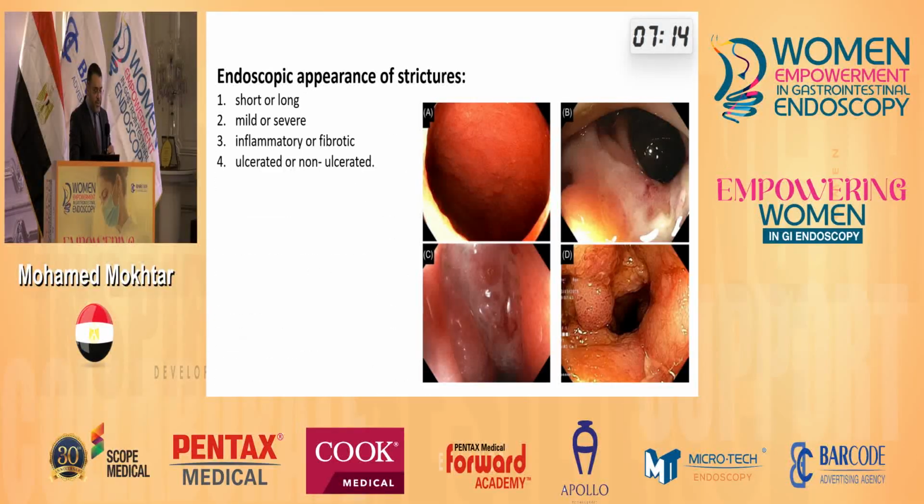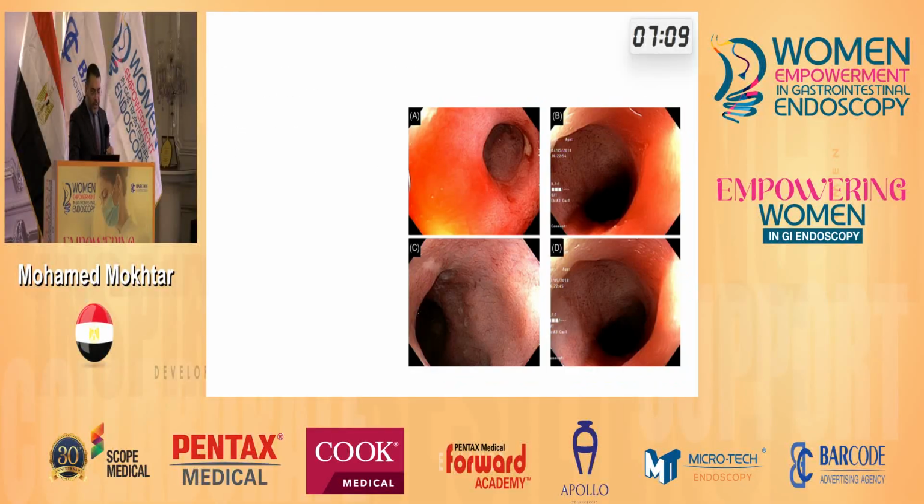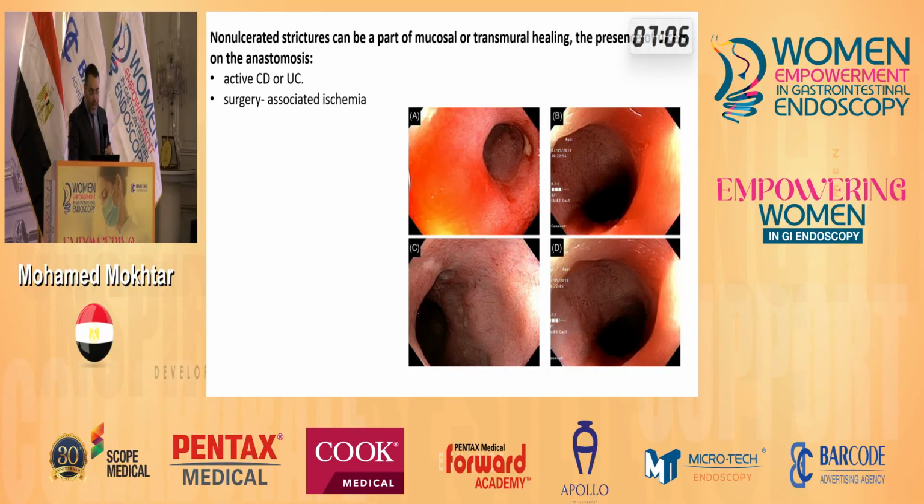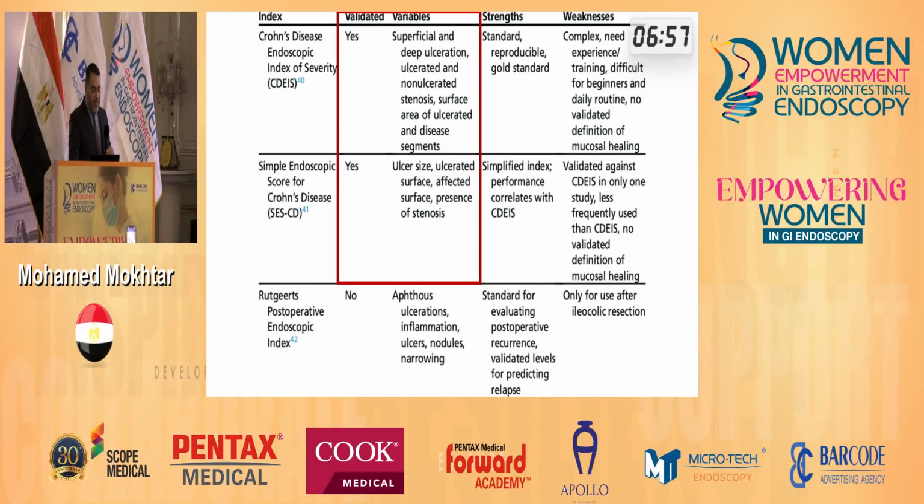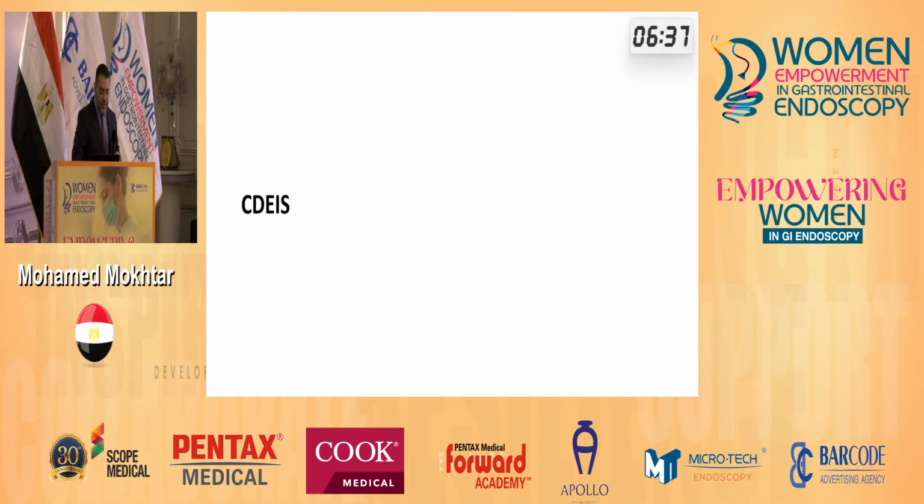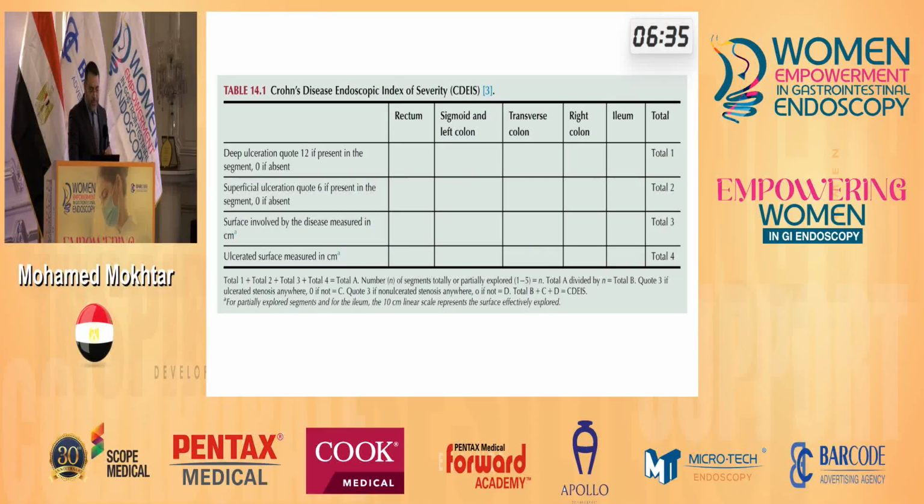The endoscopic appearance of a stricture may be short or long, mild or severe, inflammatory or fibrotic, ulcerated or non-ulcerated. The presence of an ulcer at the stenotic area does not just mean active disease. It may mean a surgery-associated ischemic ulcer. The validated endoscopic scoring systems are the Crohn's Disease Endoscopic Index of Severity and the Simple Endoscopic Score for Crohn's disease. They are both validated, but the advantage of the simple endoscopic scoring system is that it is practical and easy to apply, not difficult like the Crohn's Disease Endoscopic Index of Severity.